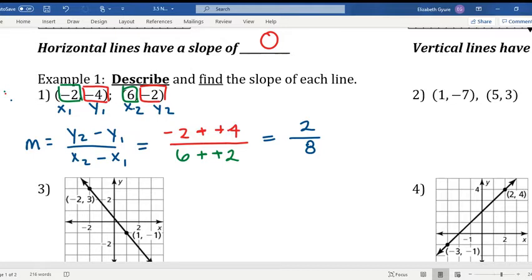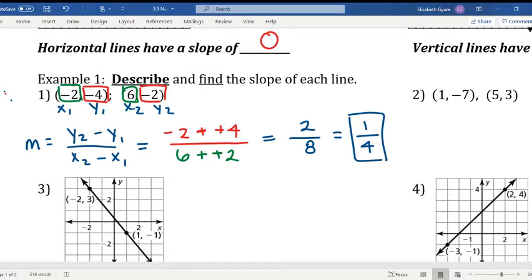2. All right, so on top, what's 2 divided by 2? 1. What's 8 divided by 2? 4. And that would be our slope. Okay?